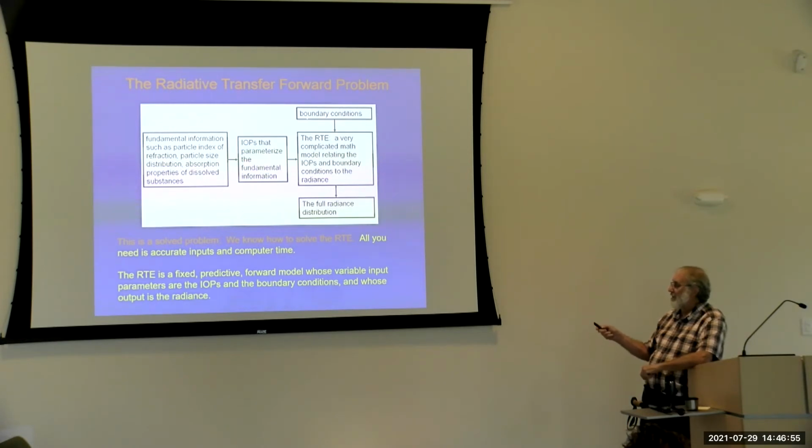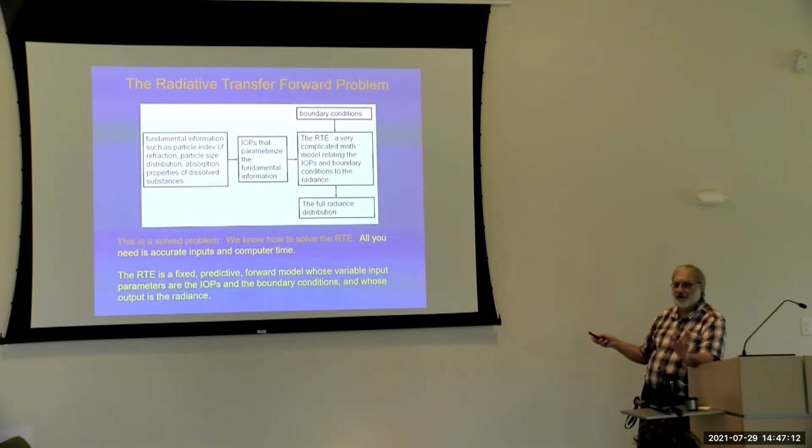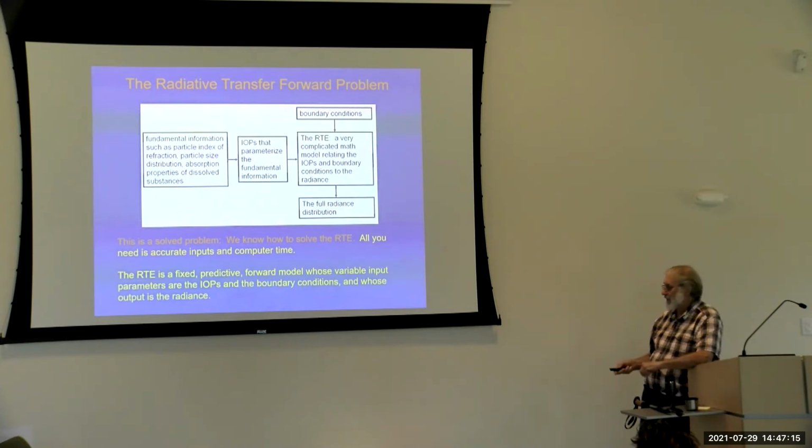So you take that plus boundary conditions, so how much light's coming in from the sky, what's the bottom reflectance. You run it through a very complicated math model, Monte Carlo, Hydrolight, whatever, and you get out the radiance distribution. And from that, you can then compute anything else you want, irradiances, reflectances, and so on. So this is a solved problem. If you give me these inputs and they're perfectly accurate, I can give you a perfectly accurate radiance distribution.